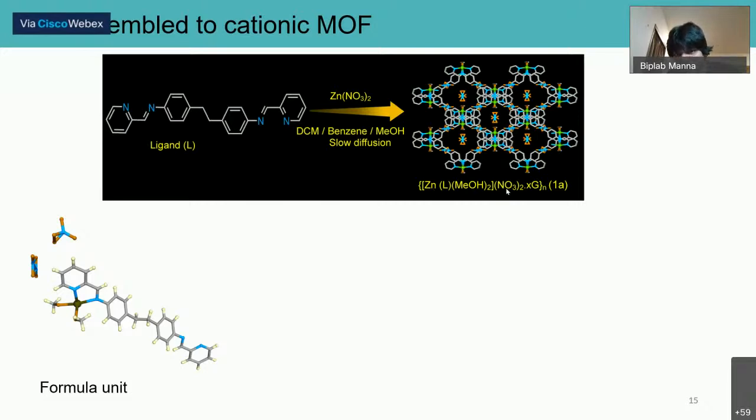The formula unit is shown here: zinc, L means the ligand. The methanol is coordinated to the metal centers, with nitrate and guest molecules. This is the repeating unit, you can say, the formula unit. Here you can see the metal ion is coordinated to two methanols. It is very important to see this, I will explain later. And there are free anions, you can see here, and those free anions can be replaced with other anions as well.